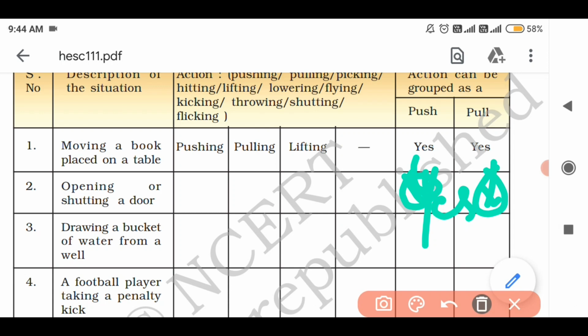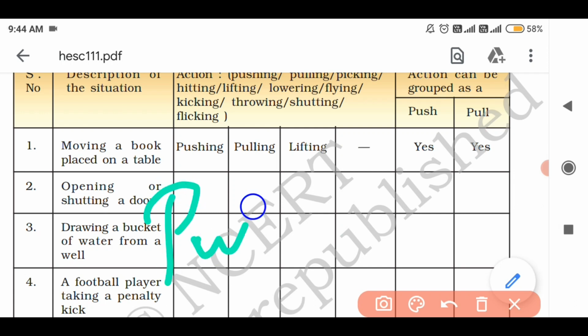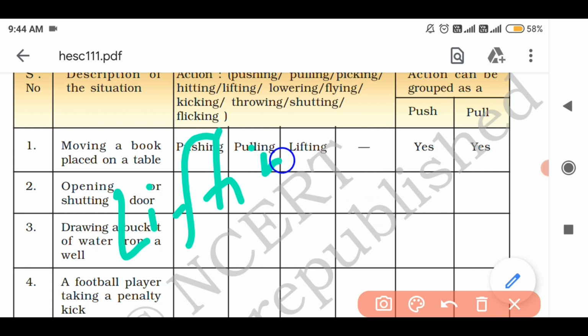Understood? Similarly, drawing a bucket of water from a well. When we draw a bucket of water from a well, we have to do what? We have to pull it, right? So in any of the boxes we can write, first of all, pulling. Understood? Similarly, we can write lifting also, because generally we lift a bucket of water from the well. So we can write lifting also.